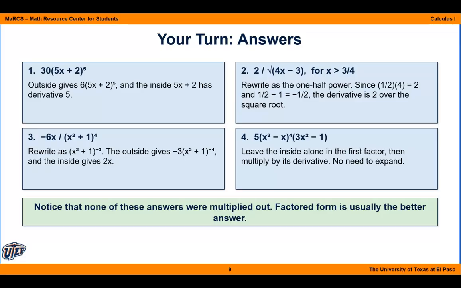For problem 3, the outside contributes negative 3 times (x squared plus 1) to the power negative 4, and the inside contributes 2x. That would give us y prime is equal to negative 6x divided by (x squared plus 1) to the power 4. For problem 4, differentiate the 5th power and then multiply by the derivative of x cubed minus x. That will give us y prime is equal to 5 times (x cubed minus x) to the power 4 times (3x squared minus 1). Each answer remains in factored form. Expanding would make the result longer without making it clear.